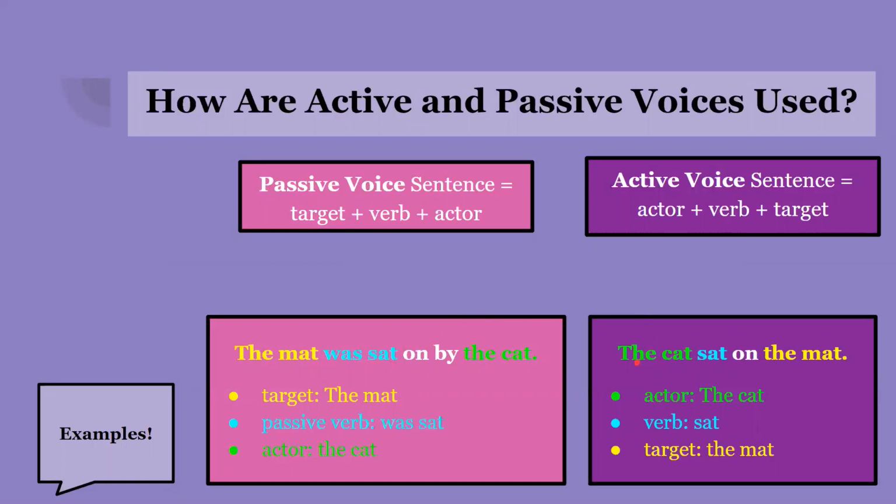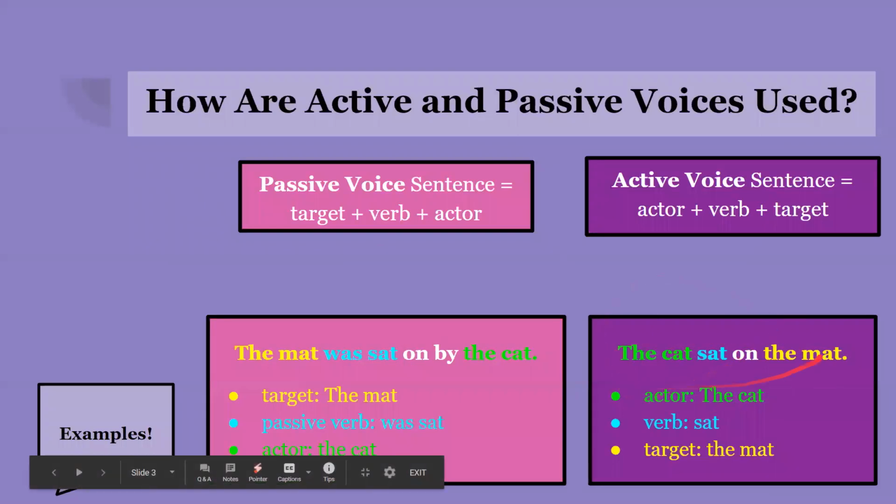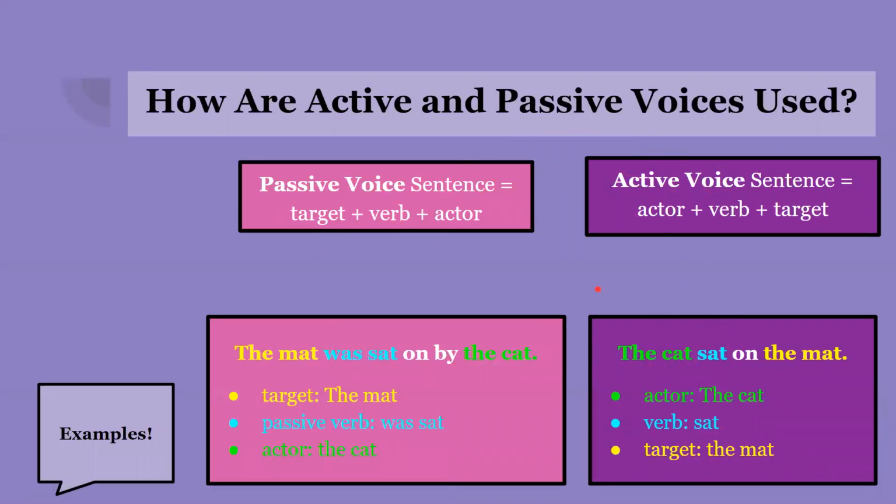Then we have the active voice. The cat sat on the mat. Now that's how you typically write your sentences. We normally use an active voice. So again, the actor is the cat, the verb is sat, and the target is the mat. Notice the order. Target, passive verb, actor. Actor, verb, target. It matches the formula.